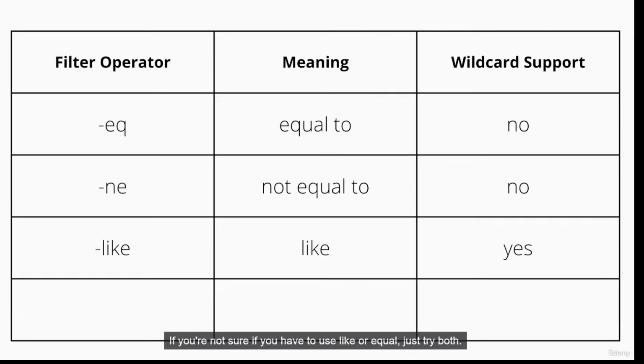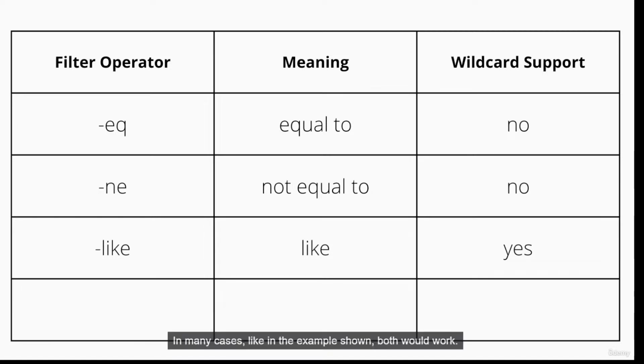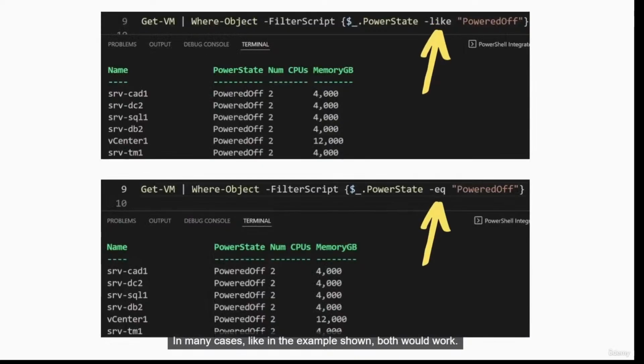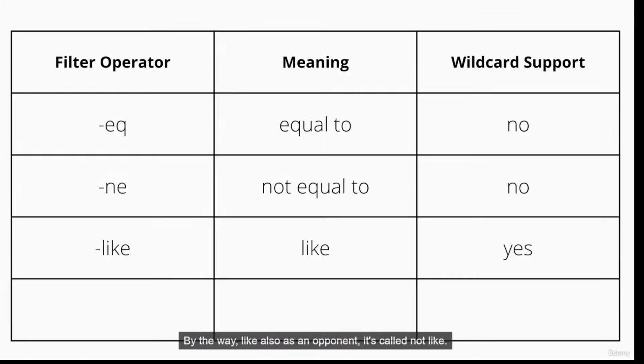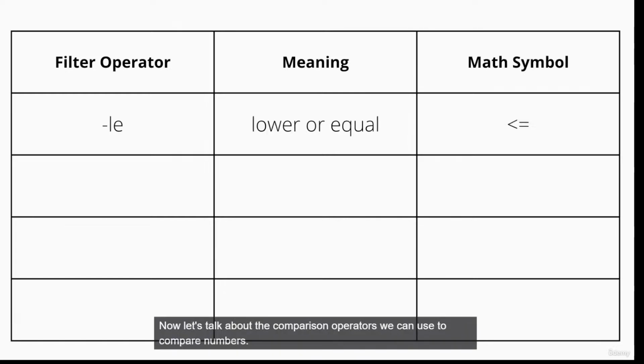If you're not sure if you have to use like or equal, just try both. In the worst case, you'll get a red error message and you will know that you have to use the other comparison operator. In many cases, like in the example shown, both will work. By the way, like also has an opponent. It's called -notlike.